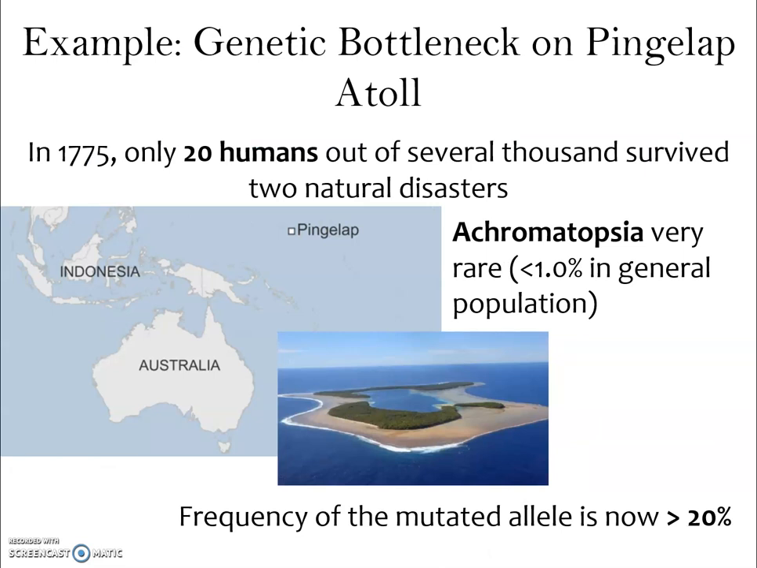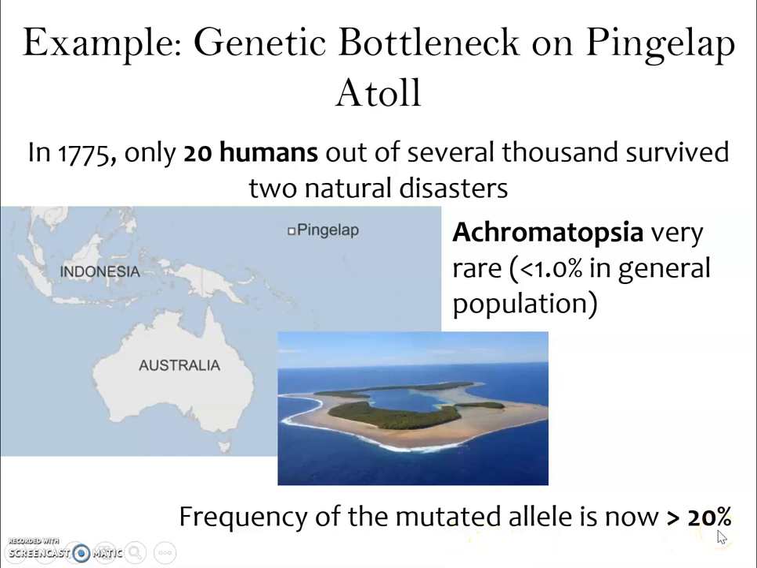An example, this occurred in a human population on the Pingelap Atoll, which is in the southeast South Pacific. So in the 1770s, a large population of over 1,000 people was almost totally wiped out by a couple of natural disasters, a flooding, hurricane, the whole thing. Only 20 individuals survived, and it just so happened that one of those 20 individuals had this disorder called achromatopsia, where there's no pigment in the iris of the eye. So this is really rare in the larger human population. Less than 1% of people have both recessive alleles. One individual in this surviving 20 had it just by chance. It didn't help them survive. It just happened that they had it.